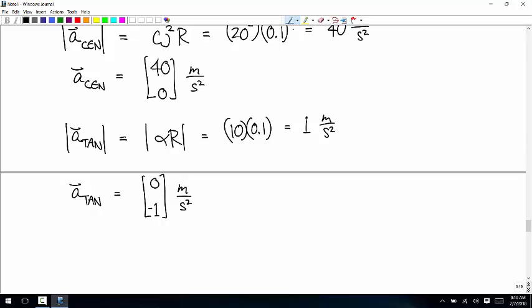Okay, so now we have the centripetal and the tangential. How do we get the total acceleration? Just add them together. So the total acceleration is the centripetal plus the tangential. That's 40, 0 plus 0, negative 1.